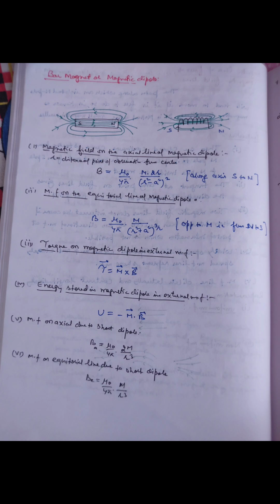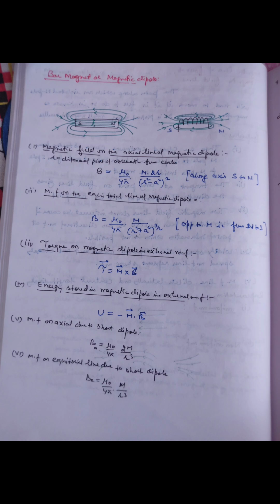The path along which an isolated north pole will tend to move if it is free to do so is known as magnetic lines of force. The properties are similar to electric lines of force. The only difference is that these are closed continuous curves starting from north to south pole outside the magnet and from south to north pole inside the magnet. Magnetic lines of force of bar magnet are similar to that of solenoids.